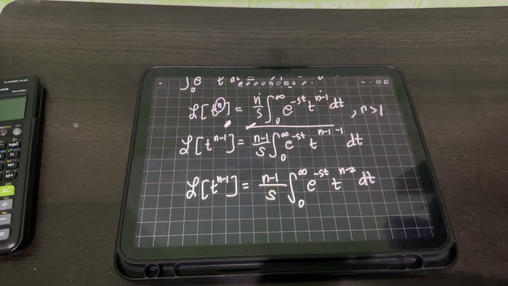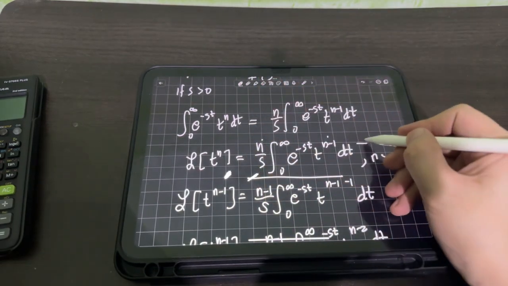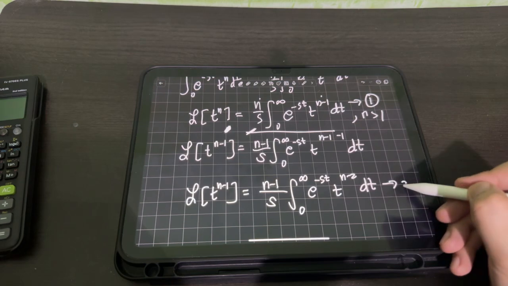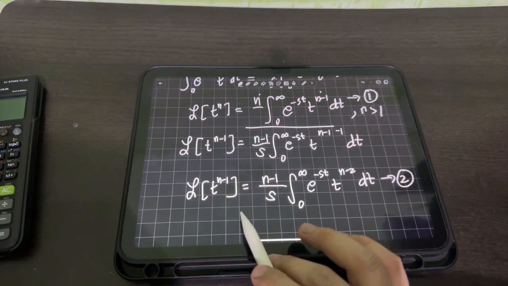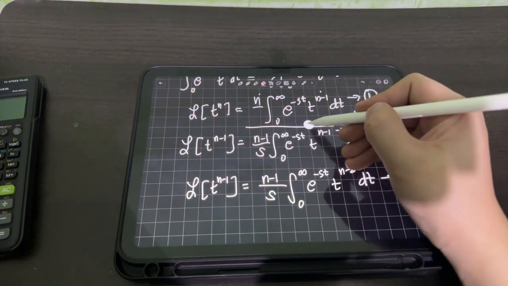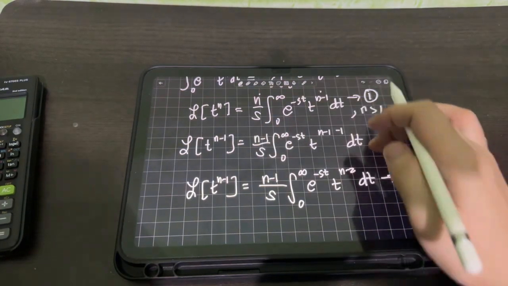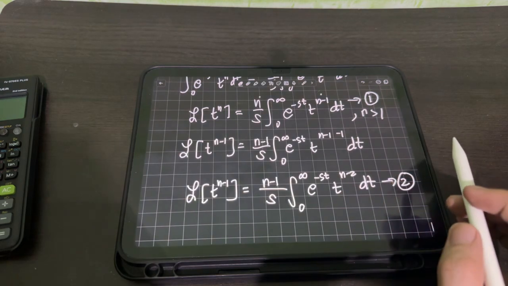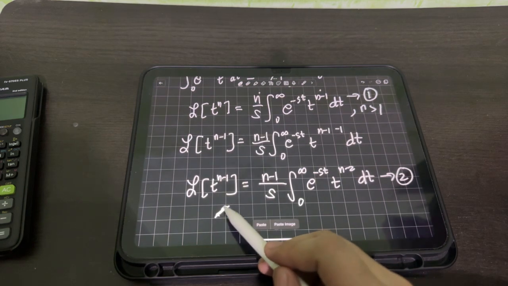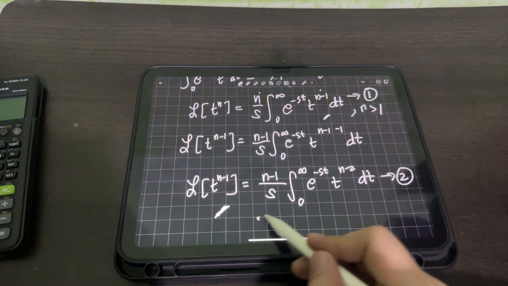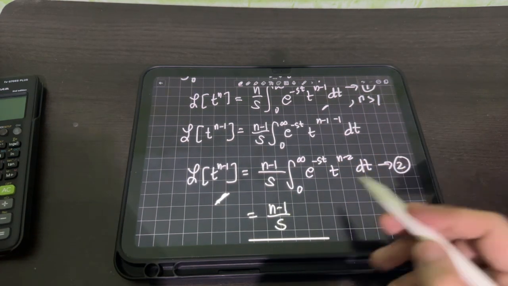Okay. So, let's name this as equation 1. Okay, equation 1. And this is equation 2. So, how do we relate equation 1 and equation 2? We can actually substitute. So, this is n over s, right? We can actually substitute the value of the Laplace transform of t to the n minus 1 here, which is this one. This turns out to be n minus 1 over s.